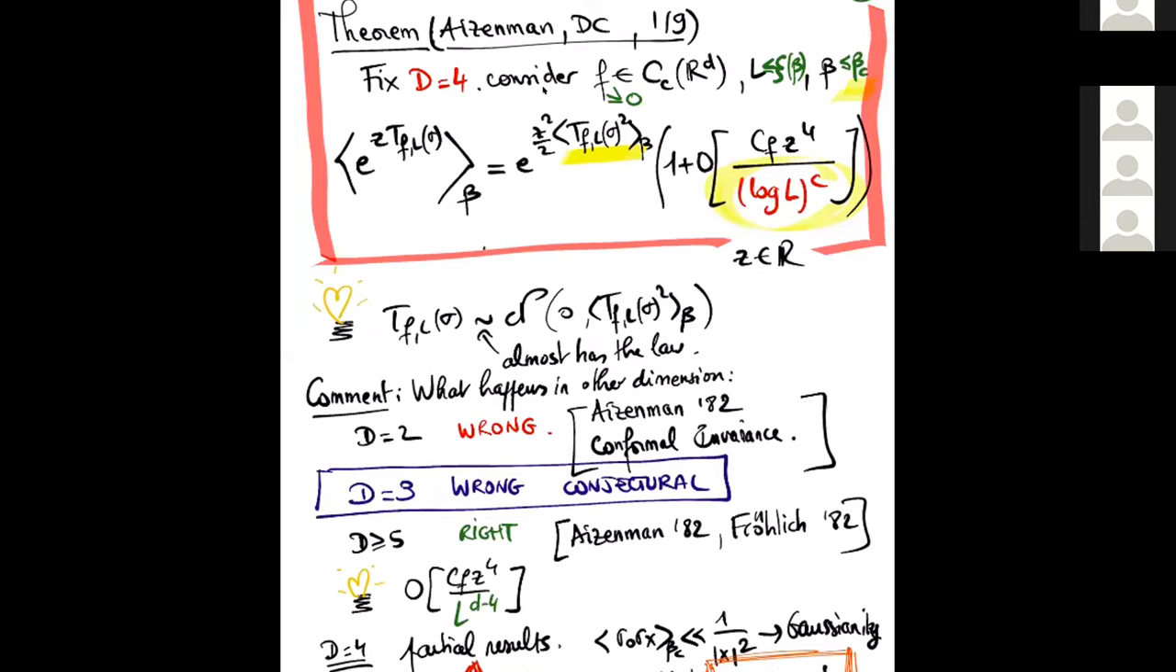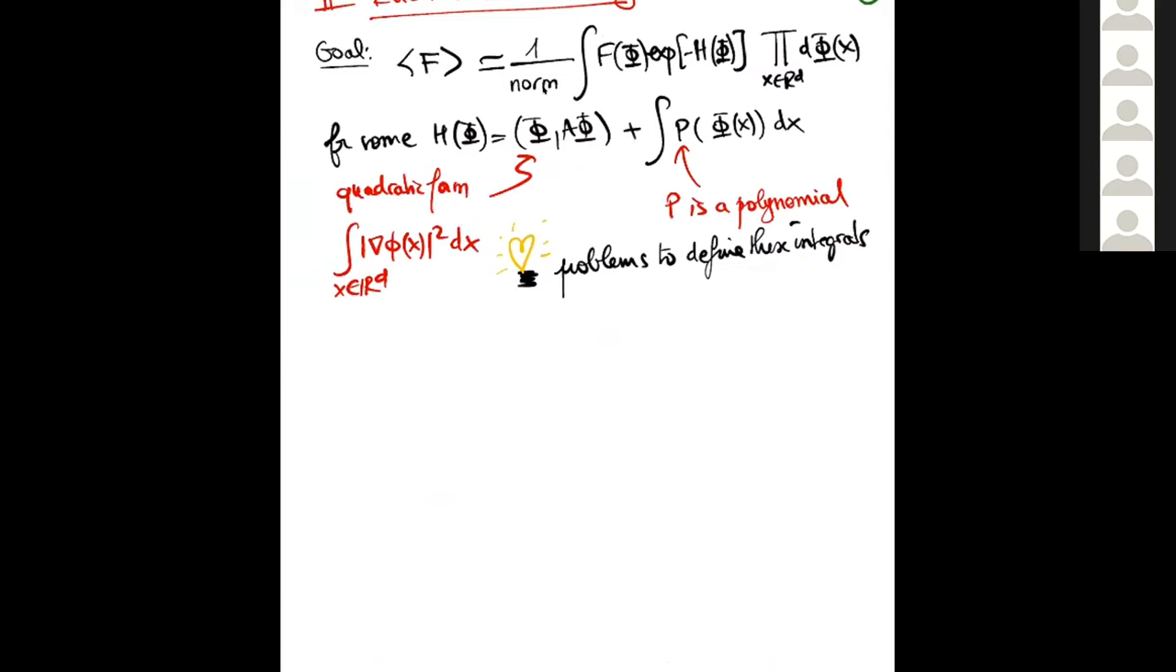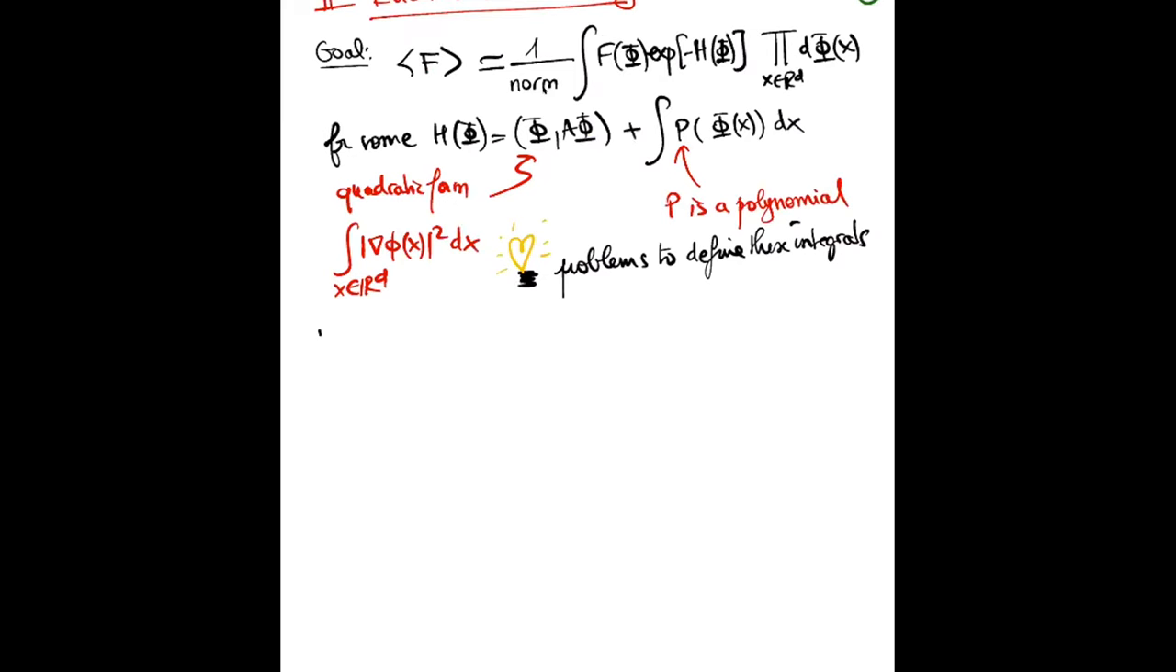Okay, so we have problems to define this type of integrals. So one way of doing it is to try to discretize or to regularize the objects that we are trying to construct. So let me give you one example, which is going to guide our next example, which will be the relevant one for our talk.